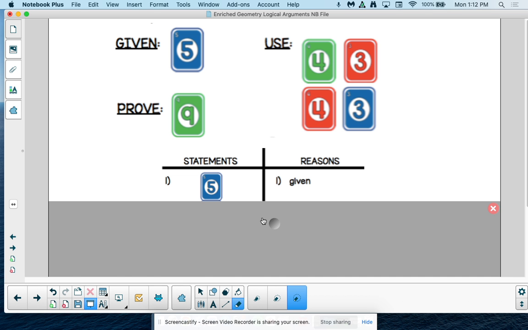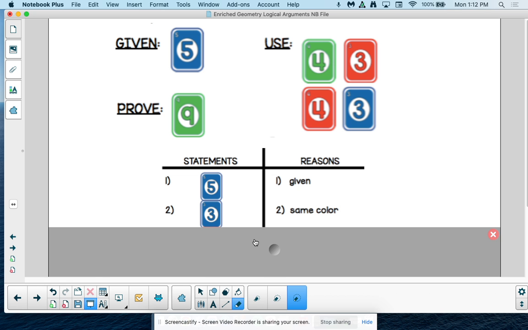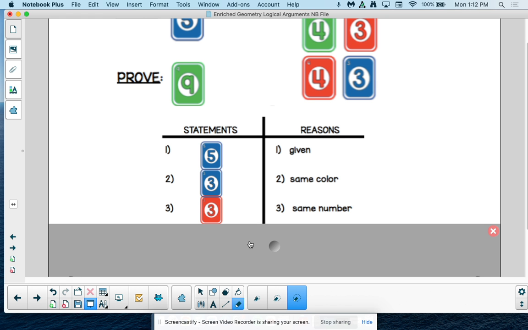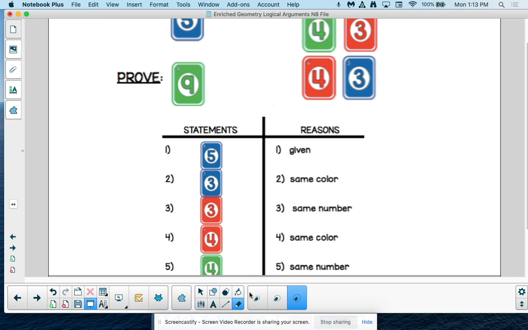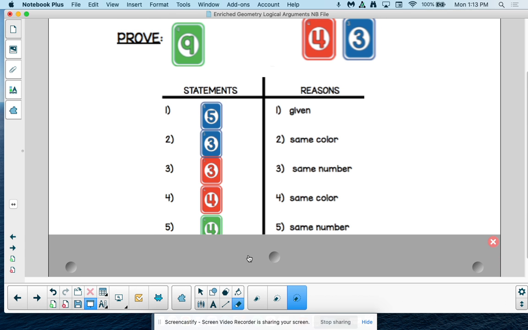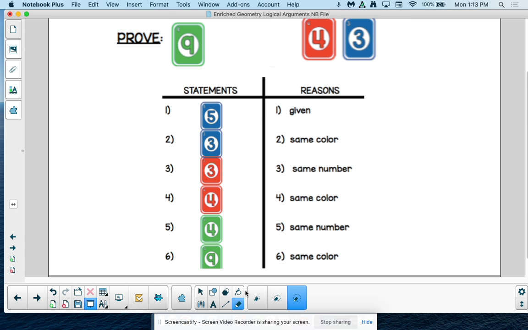Blue 3, why? Same color. Then where would we go? Red 3, why? Same number. Then where? Red 4, why? Same color. Then what? Green 4, why? And then what can we end with? Same color. So do you see that everything you did had a reason? You just didn't do it willy-nilly, right?